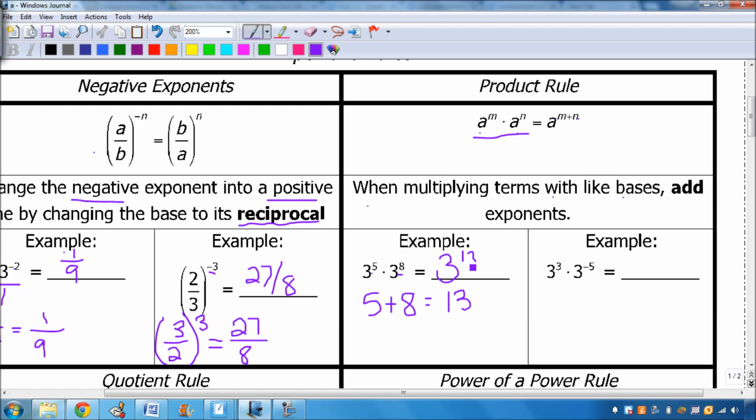And remember, we did a whole discussion about why this is true. This means that you've got 3 multiplied by itself 5 times. This says you've got 3 multiplied by itself 8 times, so altogether you have 13 3's, okay?